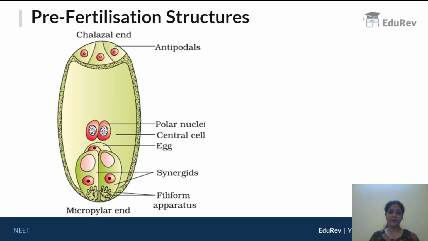Now, to visualize this better, let's take this particular figure of only the embryo sac. On top, you can visualize the presence of antipodals very clearly. They are three in number. Now, later on during fertilization events, you will find that the antipodals have absolutely no function. So if something does not have a function, after some time, these antipodals will degenerate. They have absolutely no purpose.